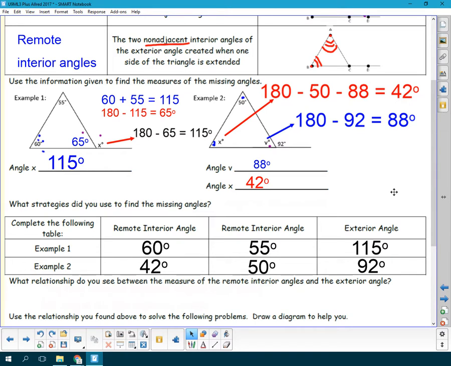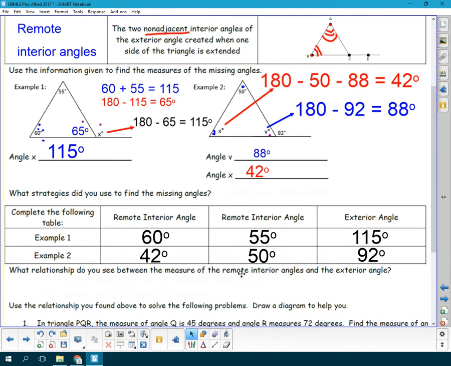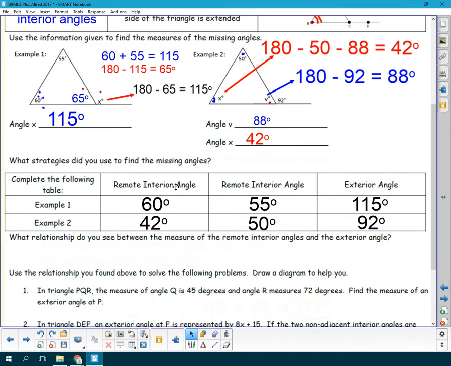Okay, look at that chart. What do you notice? What relationship do you see between the measures of the remote interior angles and the exterior angle? Tell Edpuzzle what you think.